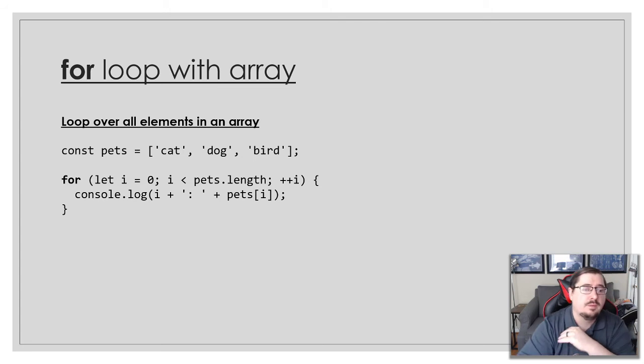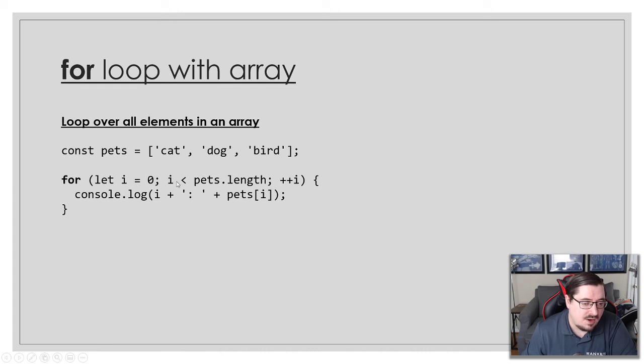All right. So let's say I have an array. A common thing to do with loops like this is to loop over all of the elements in an array. Let's look at a code example here. I can say, okay, let's create an array named pets, and I'll put a few different values in it: cat, dog, and bird. Then I'm going to loop through it, starting i at 0.